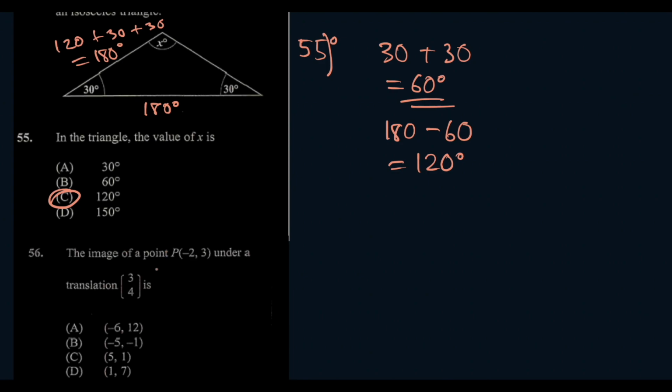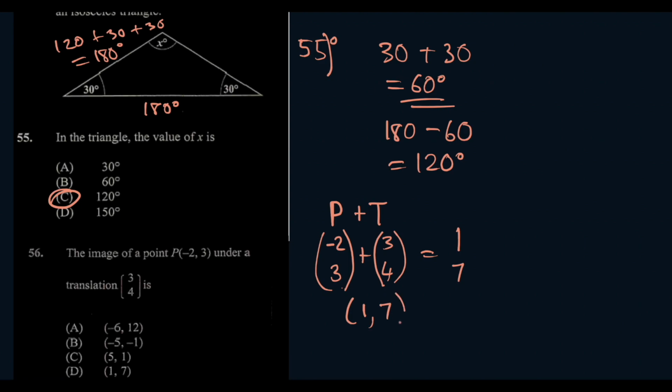All right. Next one here, it says the image of a point P, -2, 3 under translation 3, 4. So if we want to have a translation for P, all we need to do is add the translation to it and we'll get the answer. So this here would be -2, 3, and we're adding that to 3, 4. So -2 plus 3 is equal to 1, and 3 plus 4 is equal to 7. So therefore, it will be 1, 7. So this here is answer 1, 7.